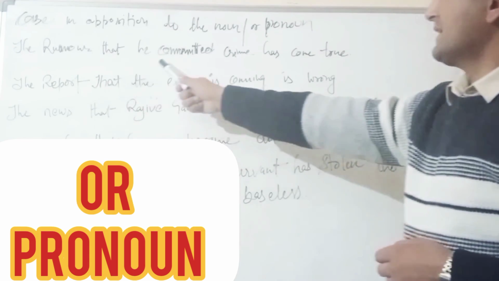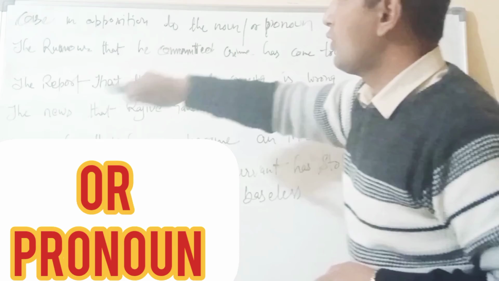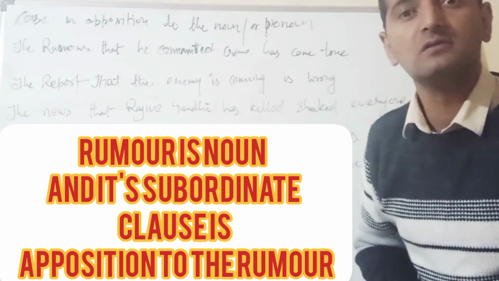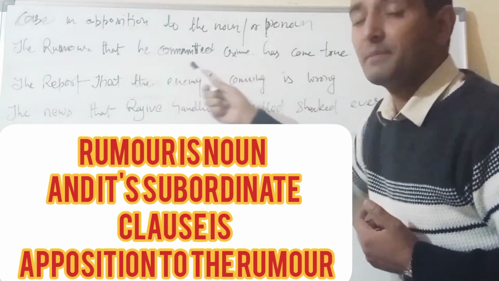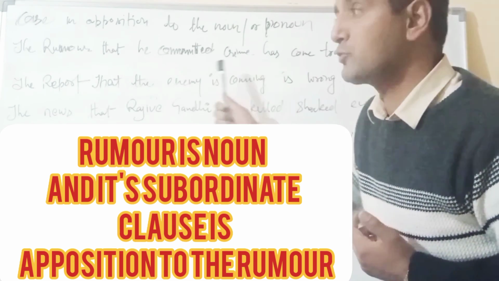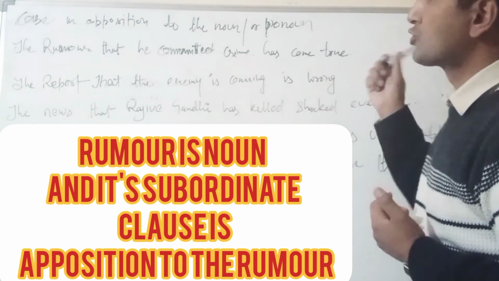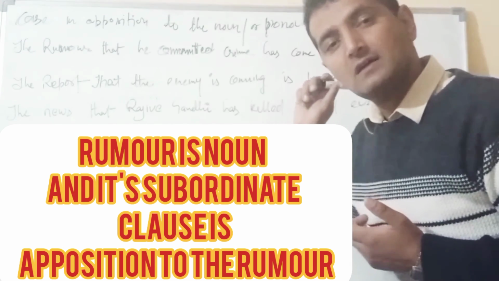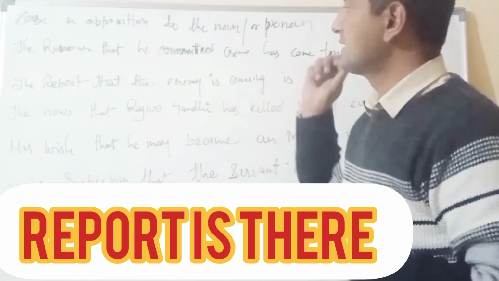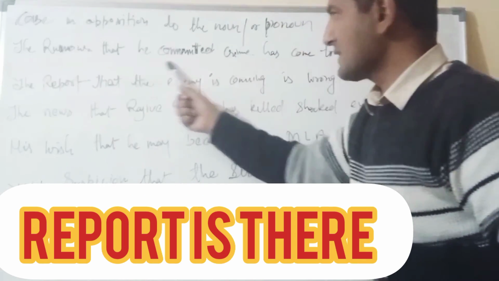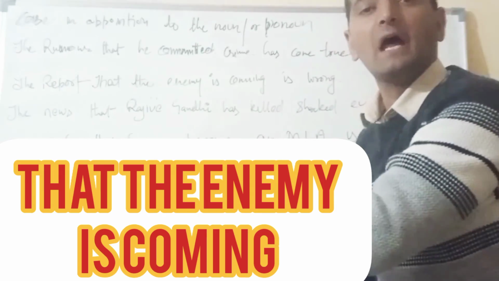The rumor that he committed crime. That he committed crime is a subordinate clause here. Okay, the rumor is what? This is the noun. That he committed crime is case in apposition to the rumor. Has come true. What will the rumor be? What is the main clause here? The rumor has come true, but because this one is telling something about the rumor, it becomes the case in apposition to the noun.